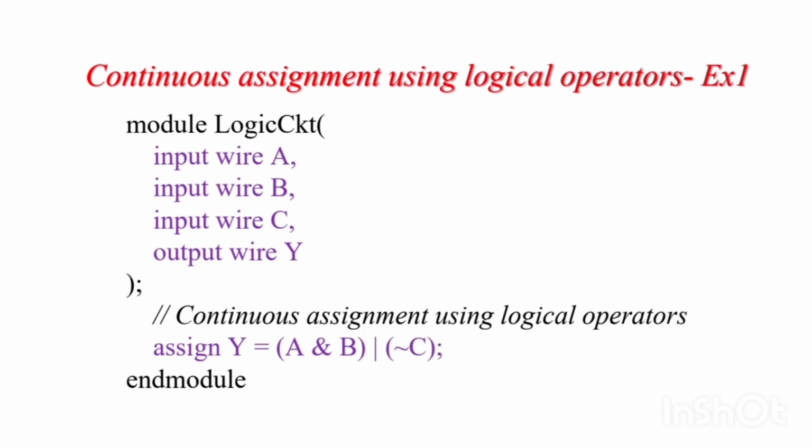The required Verilog code is assign y = (a & b) | (~c); that is a AND b, then OR with inverted c. So in short, logical operators are used here along with the continuous assignment. Whenever any of these values changes, or a combination of two changes, or all three values change, in any case y will be updated.